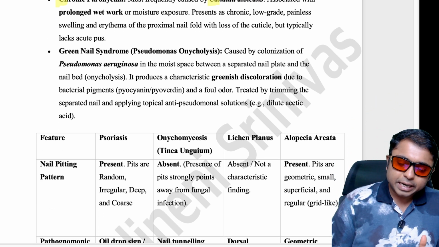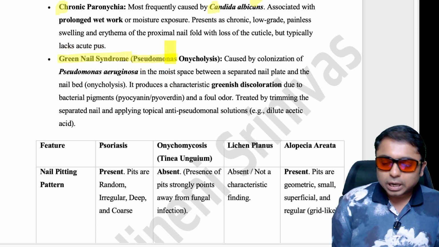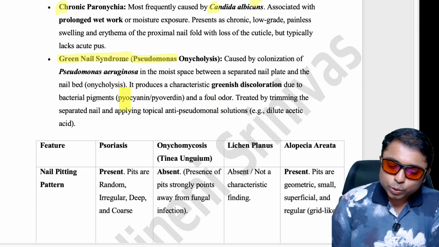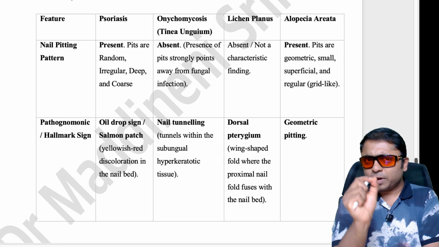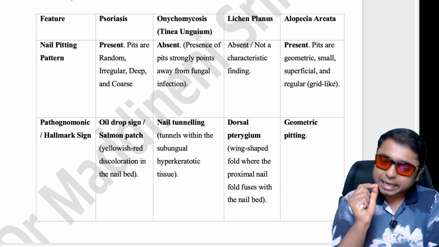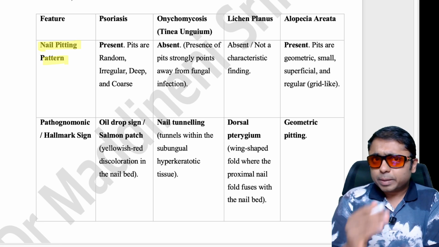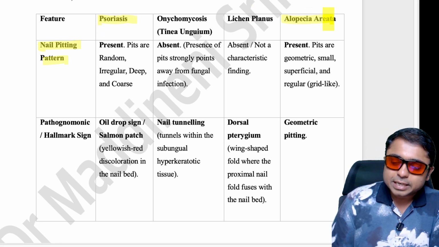So let us continue the discussion with the green nail syndrome due to Pseudomonas infection, which is going to produce this greenish discoloration on the nail plate due to pyocyanin or pyoverdin. One more interesting important finding on the nail is nail pitting. Remember, in psoriasis and also in alopecia areata, this nail pitting can be seen.